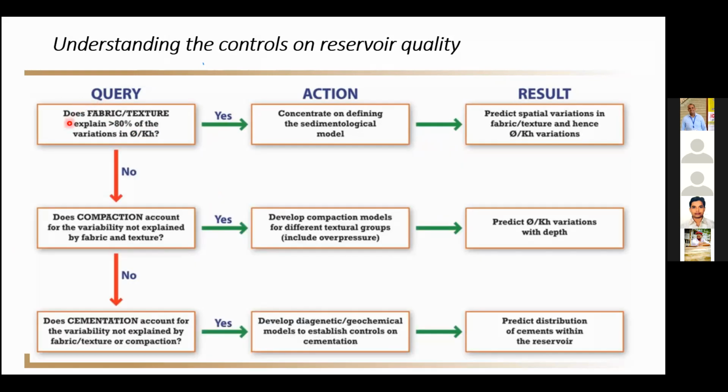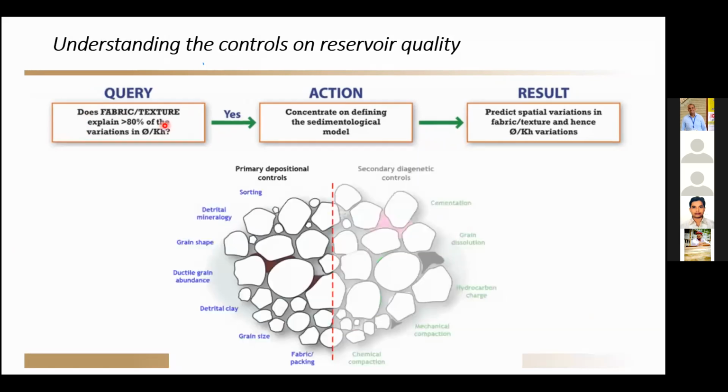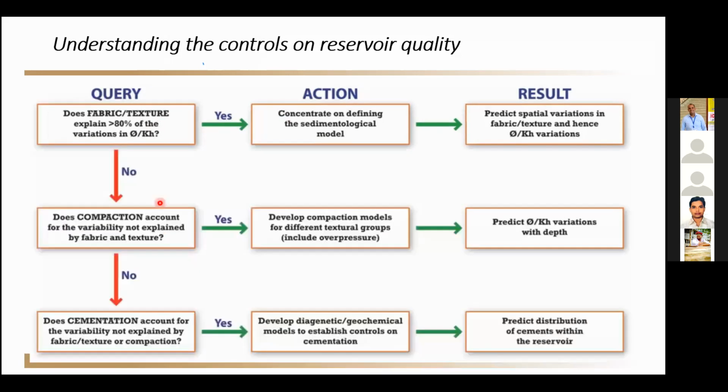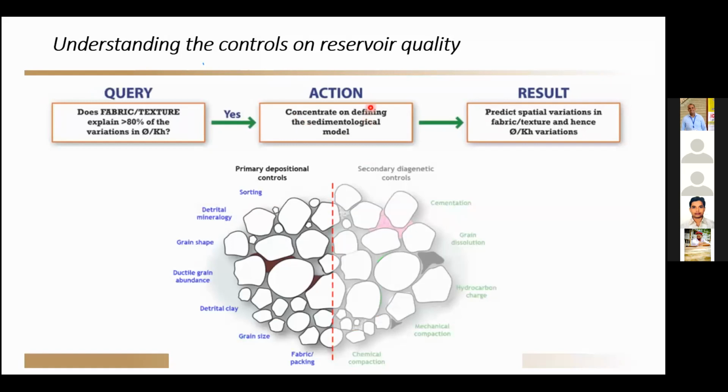First, I ask myself, do the fabric or the depositional parameters control more than 80% of the variation in porosity and permeability? If yes, if I find from the description that the texture, the fabric and the depositional criteria control my porosity and permeability, I will focus only on defining my sedimentological model. I will not waste time on the diagenesis model and the diagenesis analysis. If the answer is yes, the depositional criteria, the textures and the fabric control more than 80% of porosity and permeability variation and distribution, I will focus on my sedimentological model.